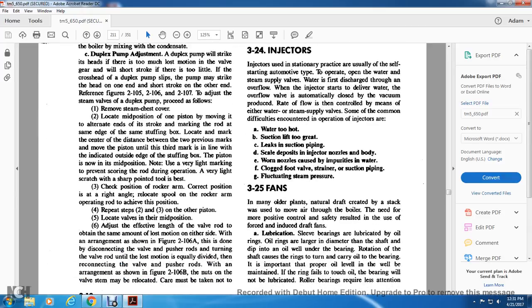325. Fans. In many older plants, natural drafts are created with a tall stack to move the air from the boiler. The need for more positive control and safety resulted in the use of forced and induced draft fans. Sleeve lubrication. Sleeve bearings are lubricated with oil rings.